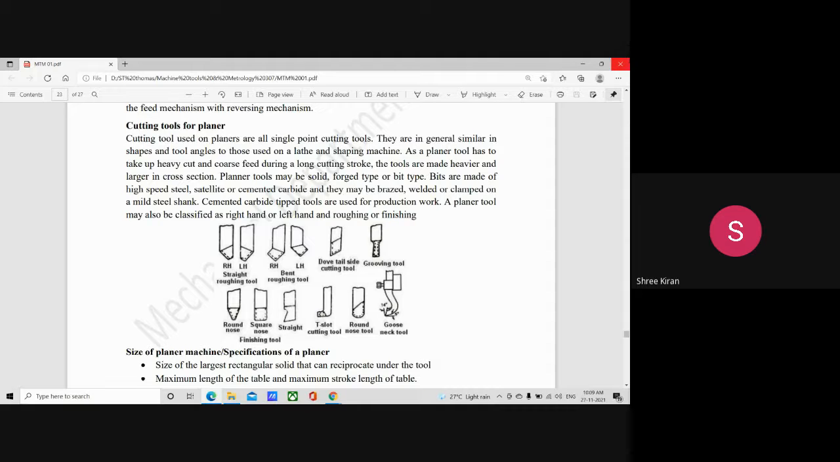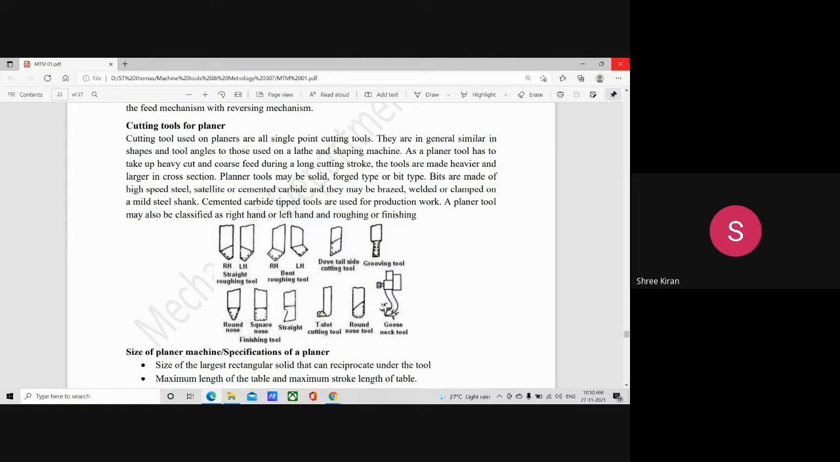Then a planer tool may also be classified as right hand or left hand, and roughing or finishing. The various types are the straight roughing tool, right hand and left hand, and the bent roughing tool according to the various angles. Then the dovetail side cutting tool, the grooving tool, tools for round nose and square nose, the straight tool, T-slot cutting tool, round nose tool, and gooseneck tool. All these are the various tools used.